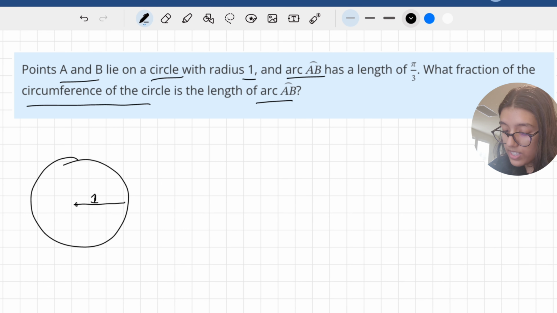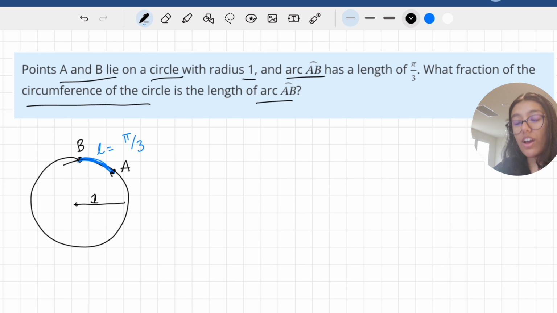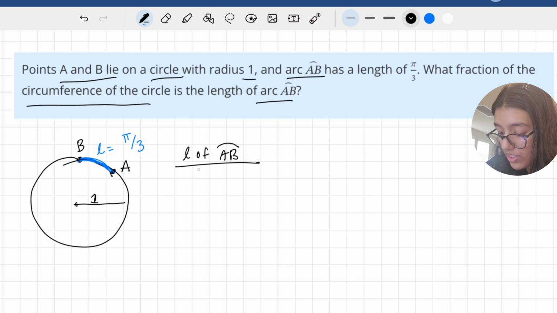And there are 2 points that lie on the circle, A and B. So I'm just going to assume A is over here and let's say B is over here. This, let me do that in a different color, is arc AB. And it says that arc AB has a length of pi over 3. So this length is pi over 3. Now the actual question is asking what fraction of the circumference is the length of arc AB. So in other words, it's the length of arc AB over the entire circumference.